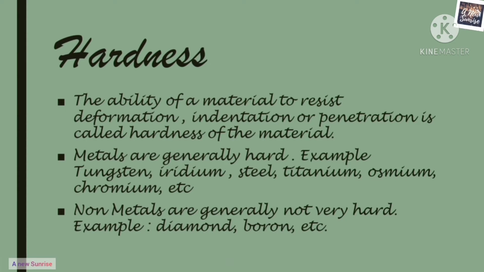Now next we study about hardness. What is hardness? The ability of a material to resist deformation, indentation or penetration is called hardness of the material. Metals are generally hard. Example, tungsten, iridium, steel, titanium, osmium, chromium, etc. Whereas non-metals do not possess any such characteristics. They are very soft.